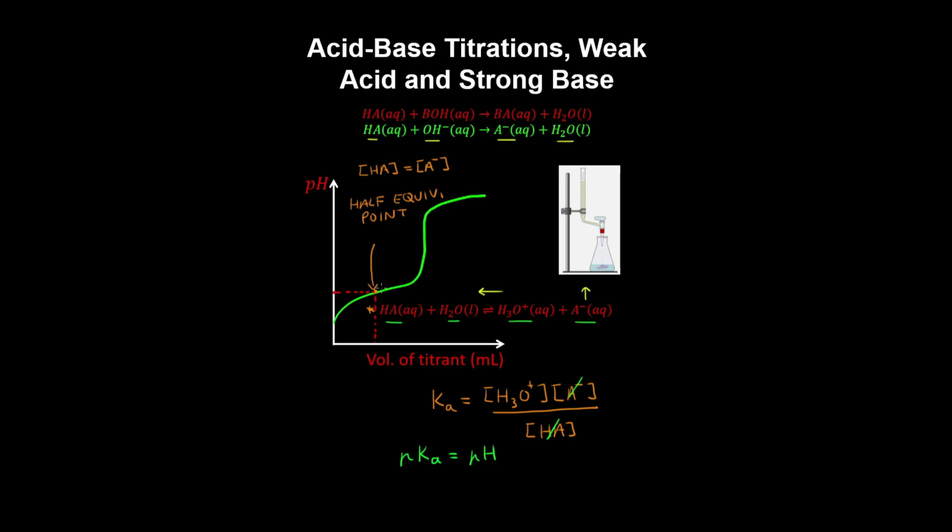Now if we continue to add base, the buffer capacity is reached, and all the acid gets neutralized. So you get a jump in pH. And at the middle here of the jump is the equivalence point, where all the acid has been neutralized. So here the buffer is broken, and the volume of base that's added at this point is double that at the half equivalence point.